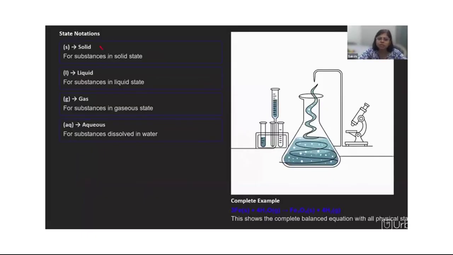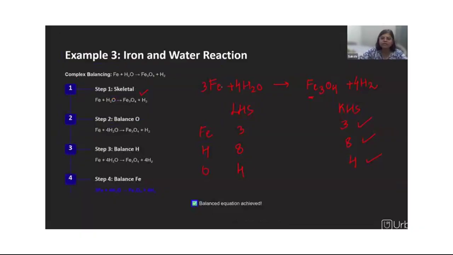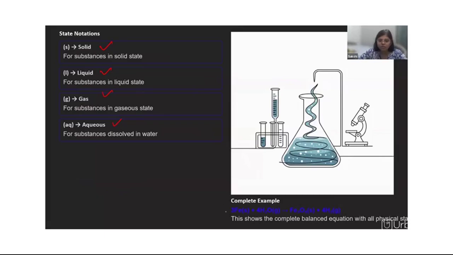So these are the state notations which I have already told you about. At the end, you can add them, right? So we're going to add it here. Our iron is in the solid form. And here the hydrogen is in the gas form, iron oxide is in the solid form, and here H2O is again in the gas form, right? You can see here the water is actually present in the form of steam. This is the complete balanced equation.